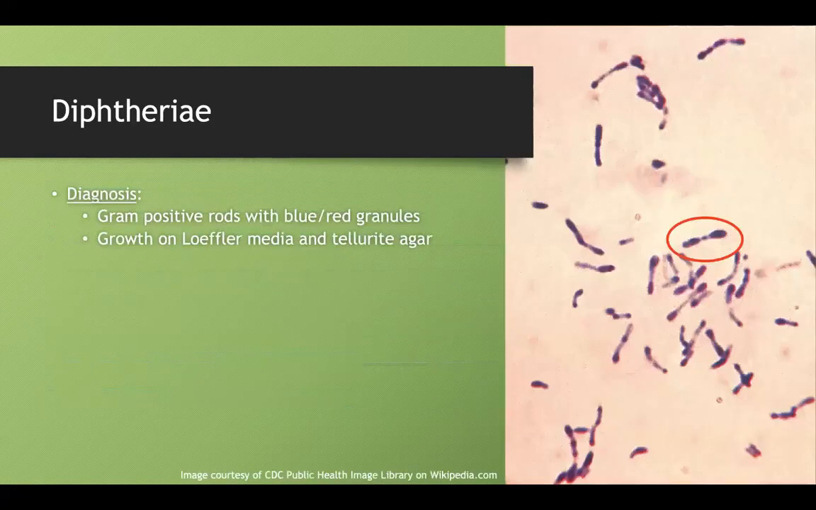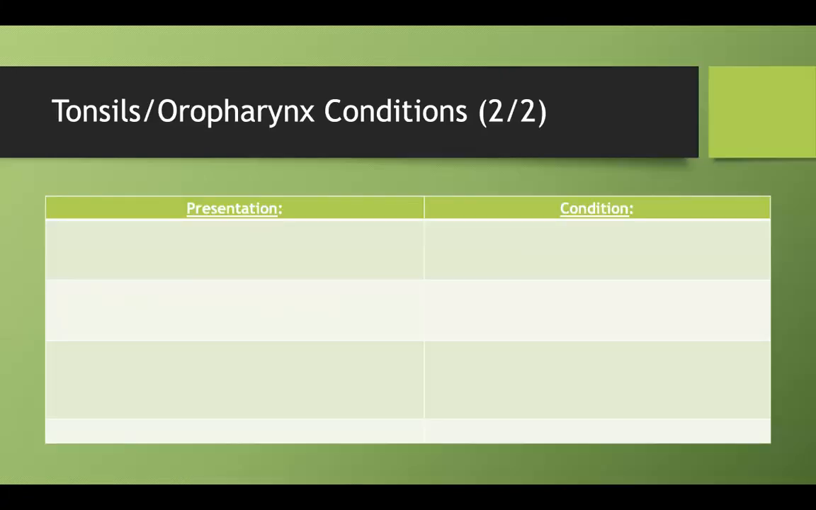Okay, and then they like to make sure that you know it can grow on Loeffler's media and tellurite agar. And the last thing they like you to know is that the Elek test is what actually identifies the toxin. Okay, we've talked way too much about diphtheria in a GI lecture series, but that's okay.